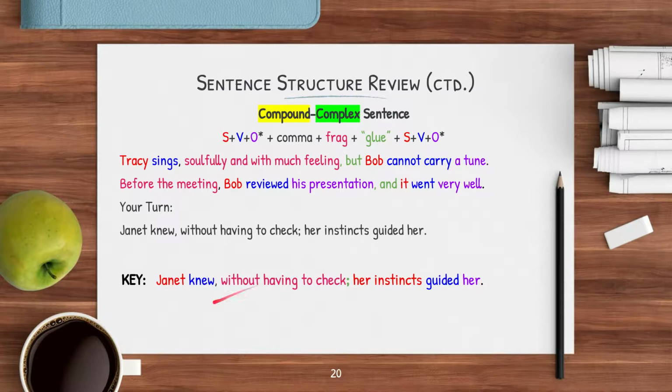Okay, taking a look at the key, right? Janet knew is your full sentence, comma, without having to check is the fragment. The glue holding the sentences together is the semicolon, because I'm still talking about a closely related issue, right? Her is still talking about Janet. And then the instincts is related to what she knew instinctively, right? And then guided is your verb, and her is the object, right? She's guiding herself.